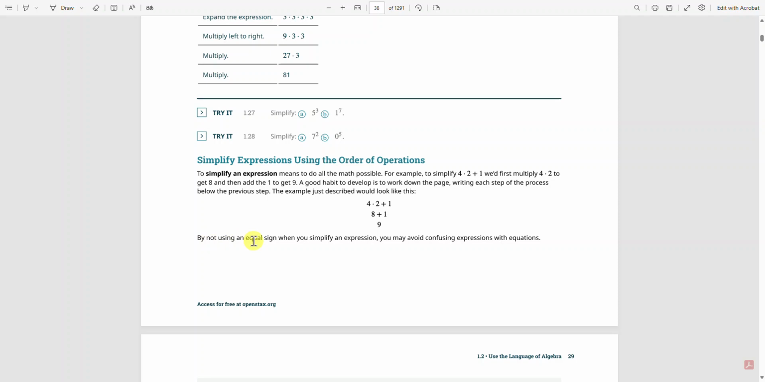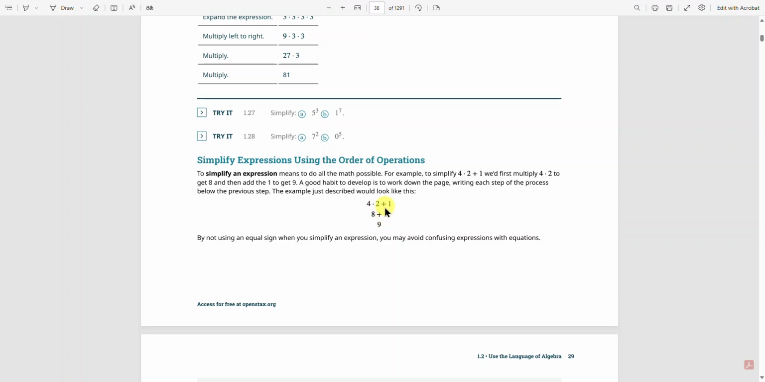By not using an equal sign when you simplify an expression, you may avoid confusing expressions with equations. So you see here how they write this out, but they don't use an equal sign. They don't write 4 times 2 plus 1 is equivalent to 8 plus 1. They don't write equals 9, because they don't want this to appear as an equation. They want to show that we're simply simplifying this expression.